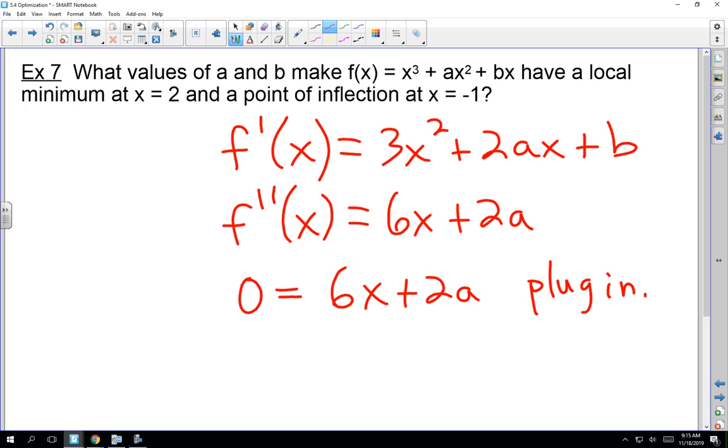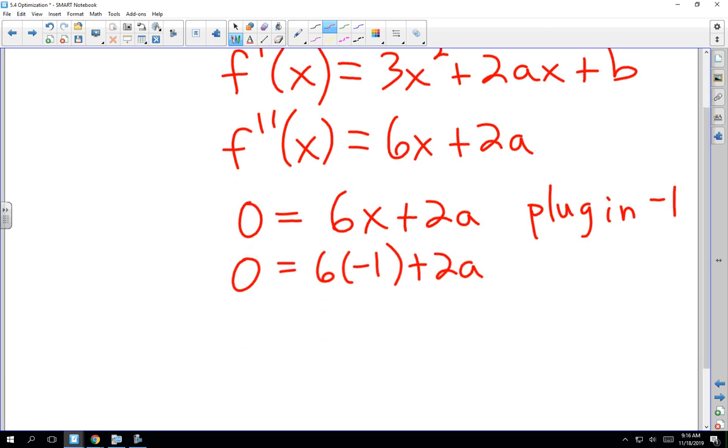What can we plug in for x here? Yeah, we can plug in -1. I do have an x value, right? Because I know -1 is a point of inflection, meaning the second derivative equals 0. So 0 equals 6 times -1 plus 2a. And then you solve for a. So what does a equal? 3, yes.